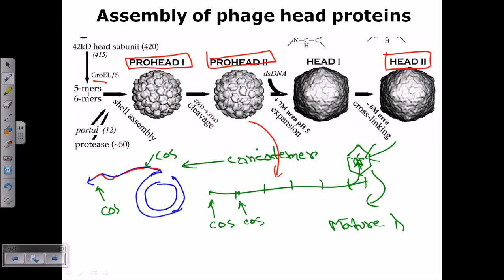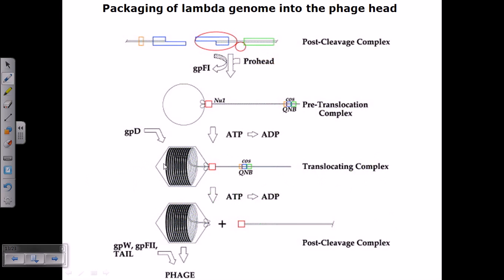Okay, now in this case, if the double-stranded DNA is not injected inside the prohead 2, the prohead is disassembled and dissociated. Okay, so that's very, very important, that the dsDNA is inserted inside this prohead during this maturation.